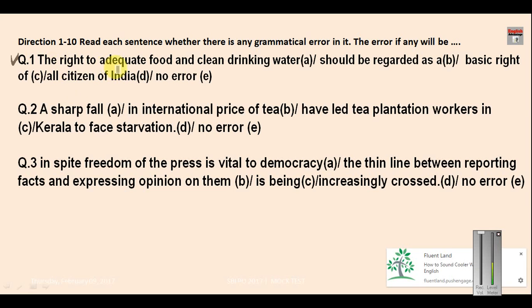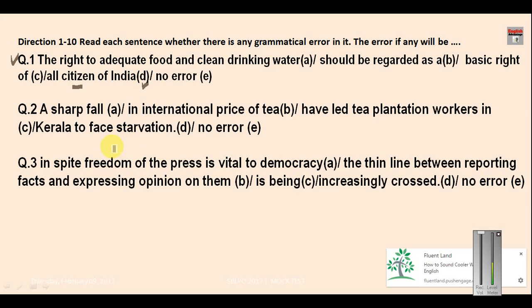So what is the error in this sentence? The error in this sentence is very minor. In this word citizen, in place of citizen you must say citizens, because it is followed by all. So this is the error here, and your answer here will be D.